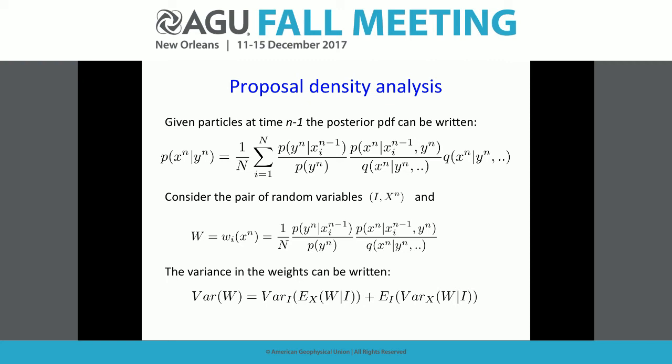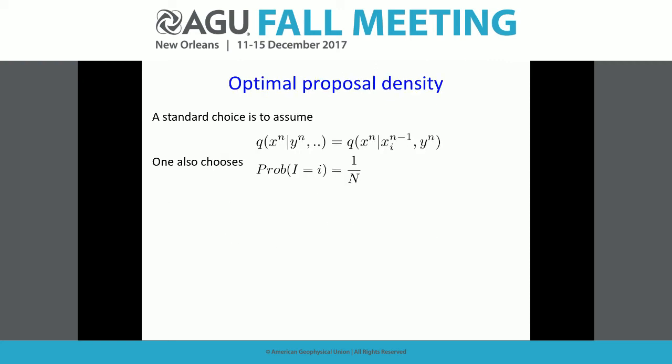And the thing is that to analyze these proposal density schemes, we're going to do the following. We're going to look at a pair of random variables, I and x, where I is the index of the particle, and x is the position of the particle in state space. So the weight is a function of both of them. And if we use this expression for the posterior, then we can immediately write down what the weight of each of these particles is. And the thing is now, we want the variance in the weights small. Right? We want equal weight particle filters, so the variance in the weight should be small. And we can write the variance as the lower equation there. I'm not going to explain that, but just to show you that there's an easy way to calculate these weights. So let's look at the so-called optimal proposal density. Clearly it's optimal, so that's what we should do.